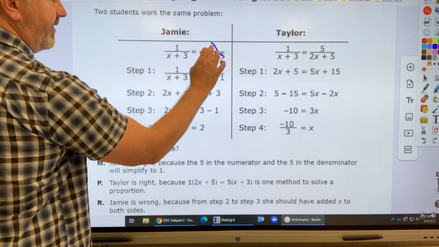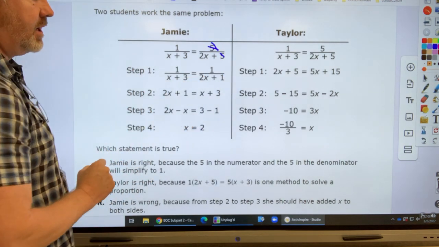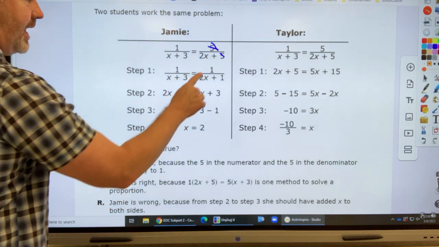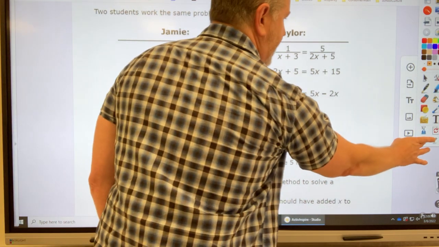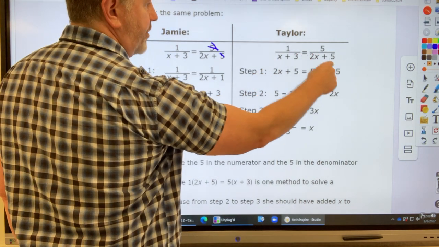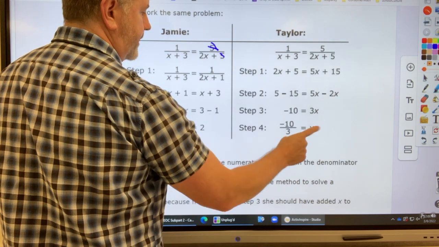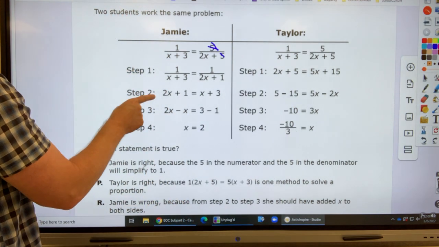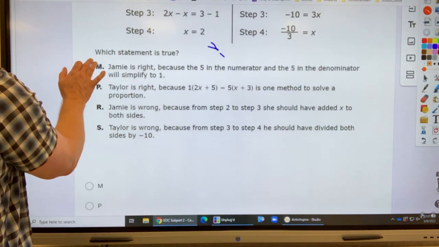He canceled that 5 and the 5, but you can't cancel across something that is added. You can only cancel things that are multiplied. If you cancel across something that is added, you have to cancel in all 3 terms. So he already did something wrong. So let's see what this guy did. He cross-multiplied and then got the x's on the same side and then got the numbers on the same side and did it properly. So Jamie did it improperly. Taylor did it properly. Let's see what our possible answers are.